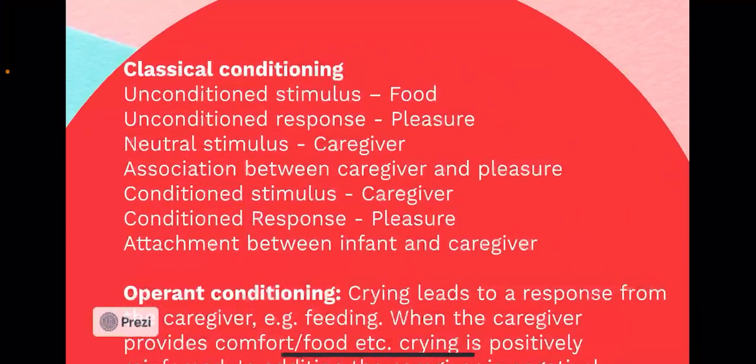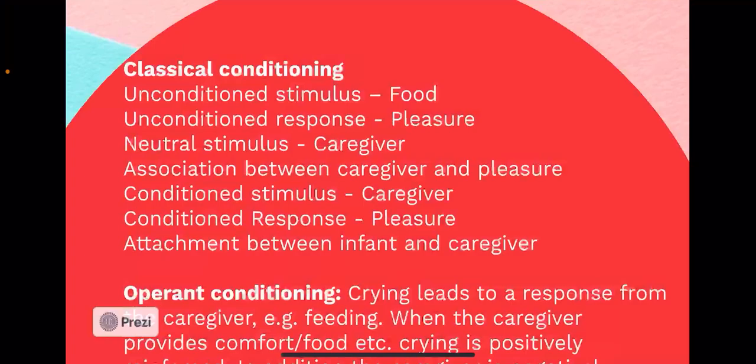So, there's 3 aspects to learning theory. First one is classical conditioning. So within classical conditioning, we have an unconditioned stimulus, which is food, an unconditioned response, which is pleasure, a neutral stimulus, which is the caregiver. An association is then made between the caregiver and pleasure, and the conditioned stimulus becomes the caregiver, the conditioned response becomes pleasure, so there's an attachment between the infant and caregiver. This is because the caregiver provides the food and the food is linked to the pleasure, but then eventually the caregiver becomes linked to the pleasure.